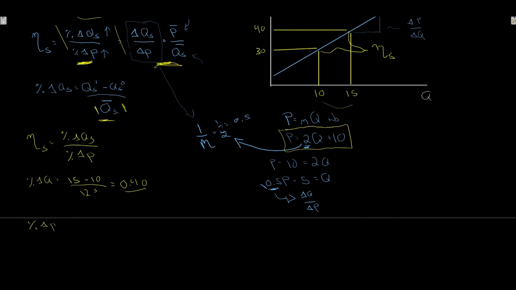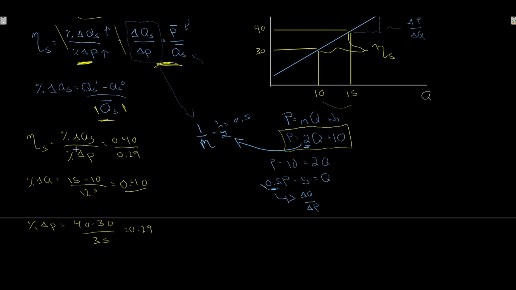What about the change in price? Percent change in price. Here we have 40 to 30. So 40 minus 30 all over our average: 40 plus 30 is 70, 70 divided by 2 is 35. So we have 10 over 35, which gives us 0.2857, rounding properly, so a 29% change in price. Working through our elasticity then, 40% change in quantity, 29% change in price.